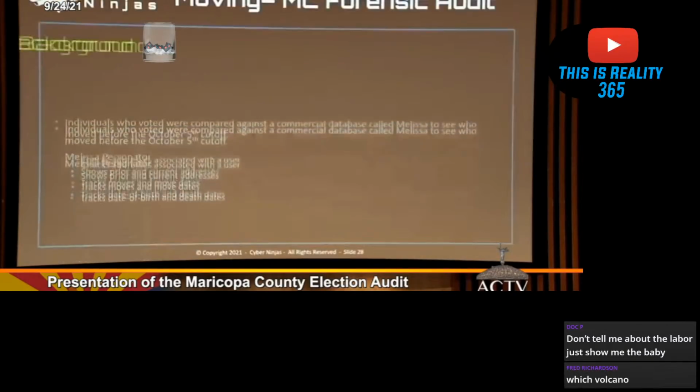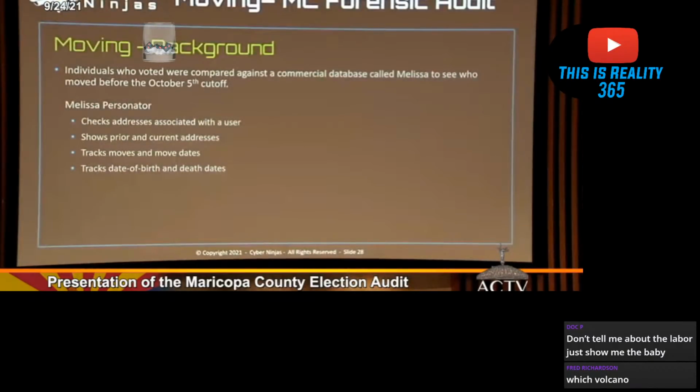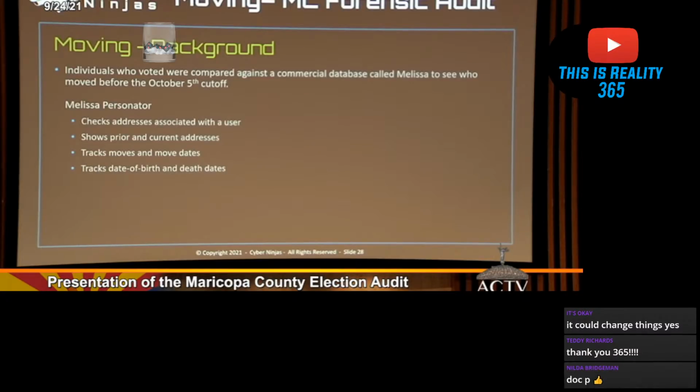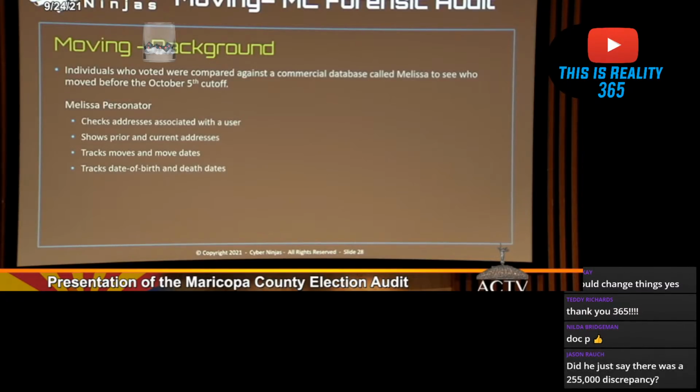Okay. Voters who moved. So we took a look at the entire list of individuals who voted, and specifically that was from the VM55 final voted file, and we ran it through a commercial database put out by Melissa, called Personator. Personator is a best-in-class identity system that helps check addresses and make sure they're associated with the user. It'll show prior and current addresses.